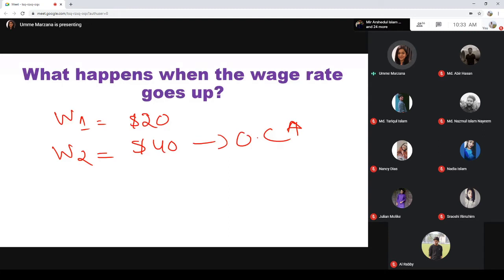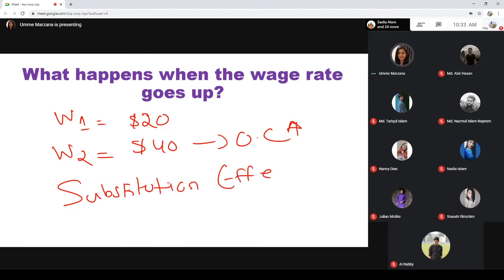So this effect of an increase in wage, or a change in wage, on your quantity of labor supplied is known as the substitution effect. This means that you are substituting work in place of leisure. I am now substituting work in place of leisure. This is known as a substitution effect.